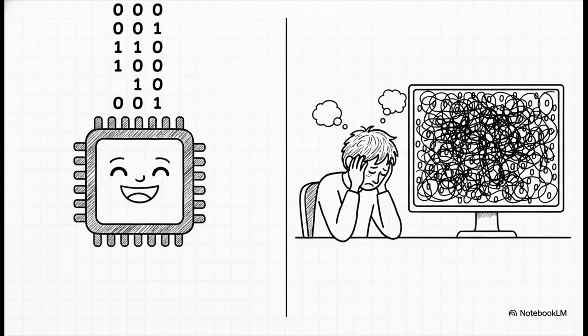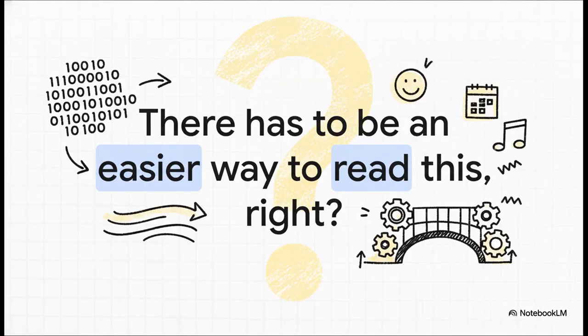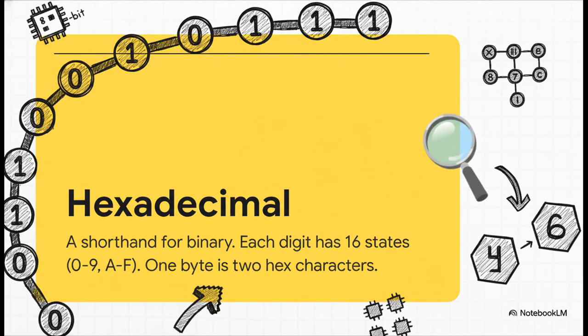Now, computers are perfectly happy crunching billions of these bits every second. But if you're a human analyst trying to make sense of a file, well, trying to read a screen full of this would be an absolute nightmare. Which, of course, perfectly illustrates why we needed a better way. There just had to be a more human-friendly system to bridge that gap between our brains and the machine's language. And that solution is called hexadecimal.